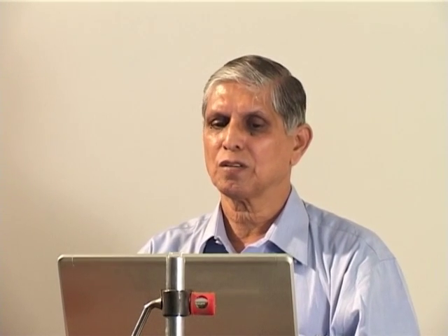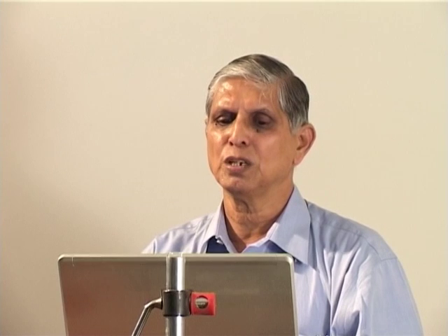Now, the logical effort of this path, G1, G2: 1 into 4 by 3 into 5 by 3, which is 20 by 9. No branch. H is C out by C in, same as 8. Path effort is 160 by 9. N is 12.8, which earlier was 13.5, and now it is 12.8. This particular example did change it, but not very drastically.